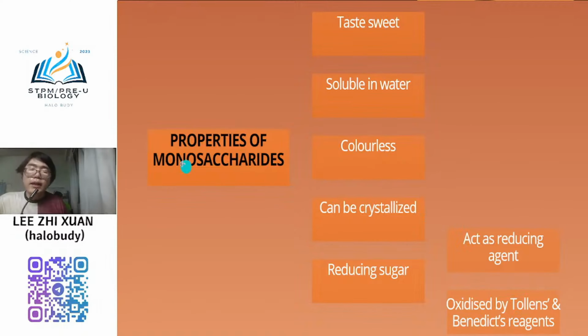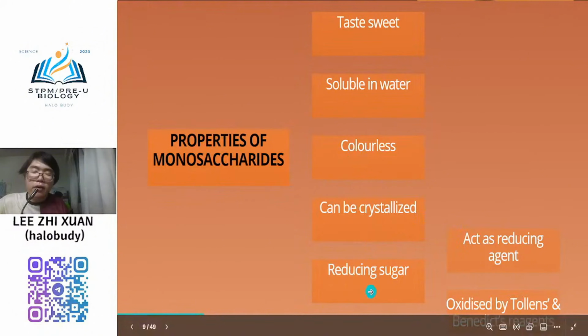So what are the main properties of the monosaccharide? One of the most famous properties is that it tastes sweet. Manis. They are basah manis and are able to dissolve in water, right? So sugar can dissolve in water, and they are colorless and can be crystalline. And they are also reducing sugars.